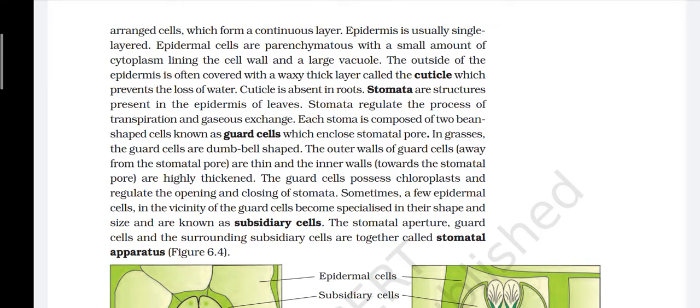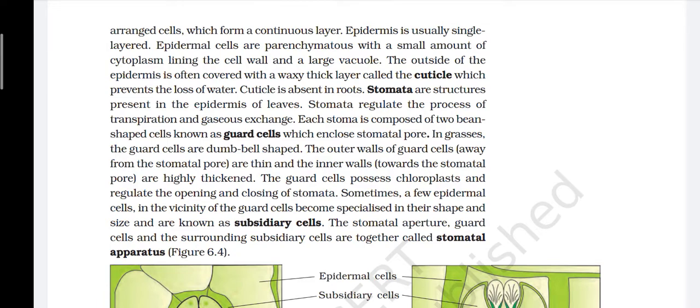In grasses, the guard cells are dumbbell shaped. The outer wall of the guard cell away from the stomatal pore and the inner wall toward the stomatal pore are highly thickened. The guard cell possesses chloroplasts and regulates the opening and closing of stomata.